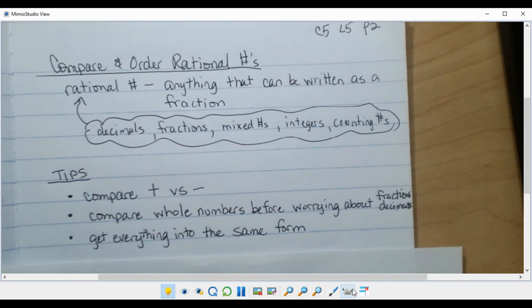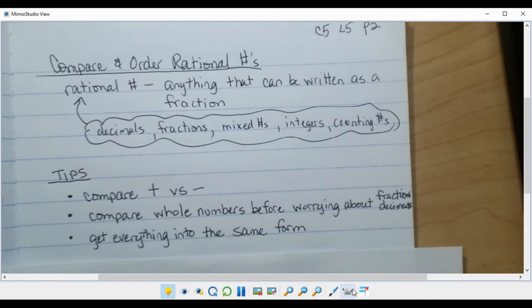Okay, so some tips for you when you go to do this. I always encourage you to compare positive versus negative first. It is the easiest, most straightforward way to put a greater than or less than sign in between two numbers. Sometimes you don't get lucky and they're both negatives or they're both positives and that trick doesn't work.